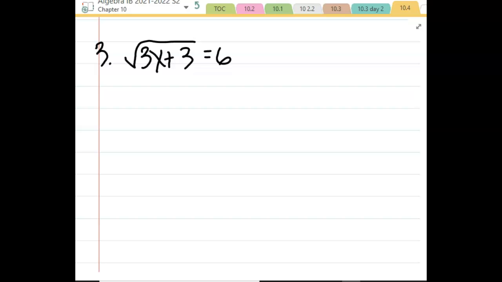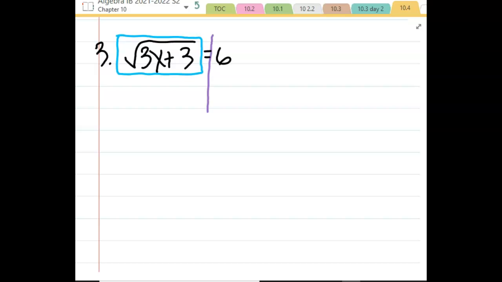Once again, if it helps, put your radical, your square root, in a box. Because you know that that box needs to be the only thing on that side of the equal sign. Now in this case it is. Remember, yes, I need to get rid of the 3 in front of the x, and yes, I need to get rid of the plus 3, but both of them are underneath the radical. You cannot, under any circumstances, take numbers out from underneath the radical.